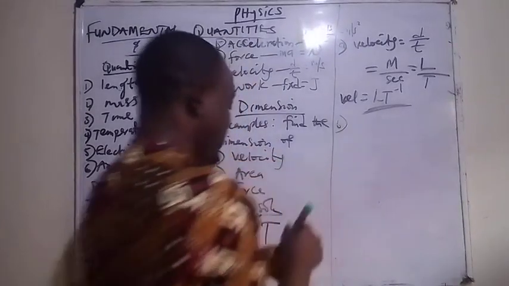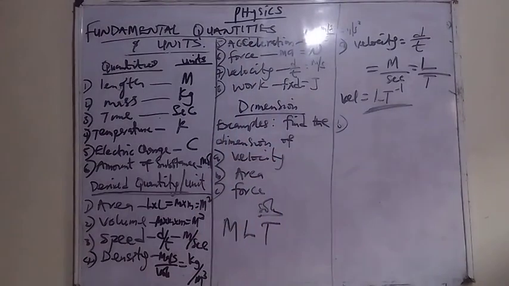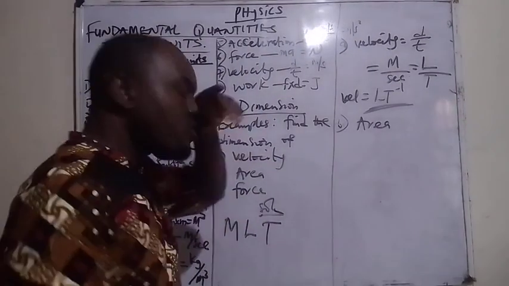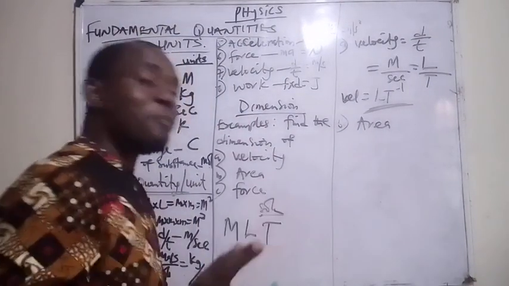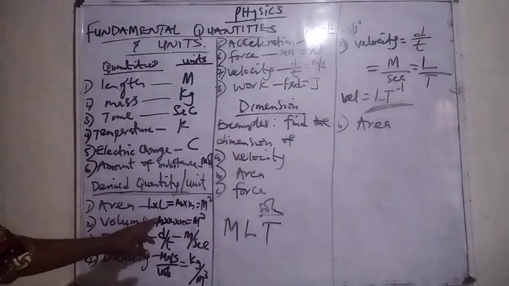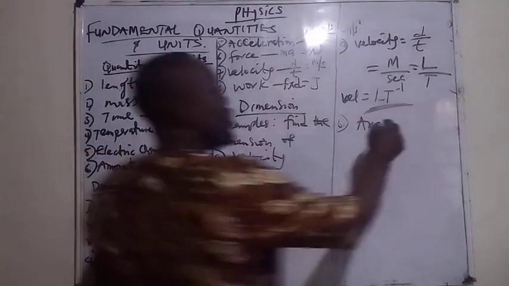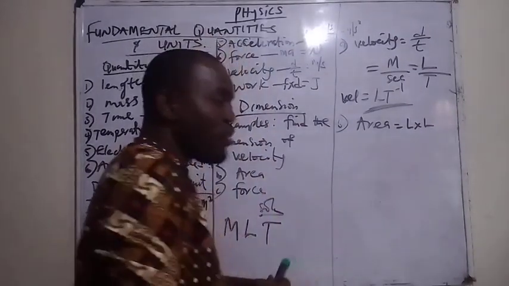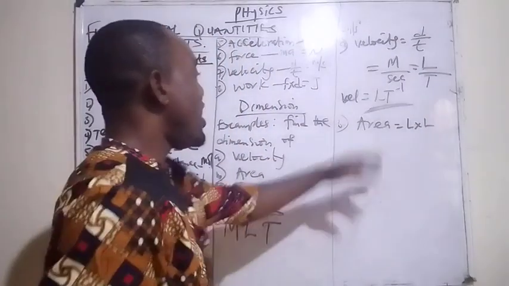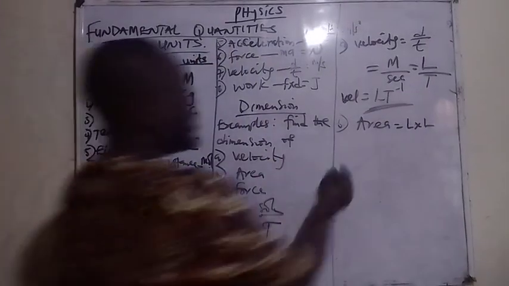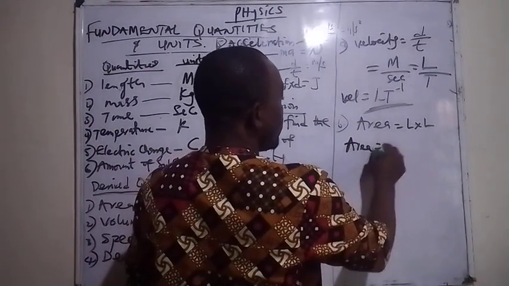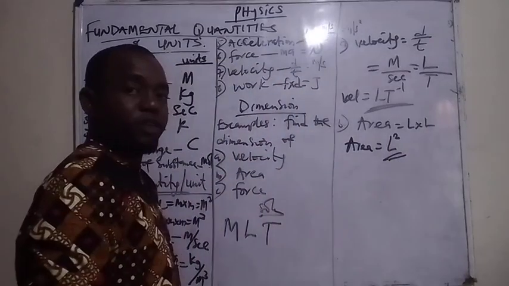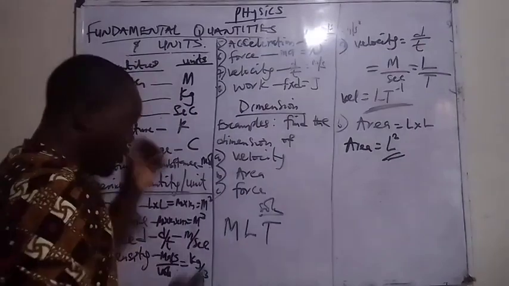Now let's check the B part. Before that, alright, now we have area on the board. What is the dimension for area? Remember the formula for area, when we wrote it here before, was L times L. By just looking at it, you already know the dimension. This is your length here. So the dimension for area will be L times L, which gives us L squared. This is the dimension for area. Is it clear?